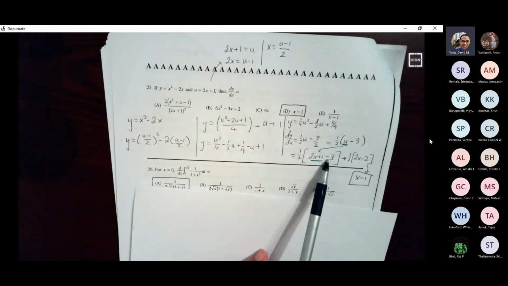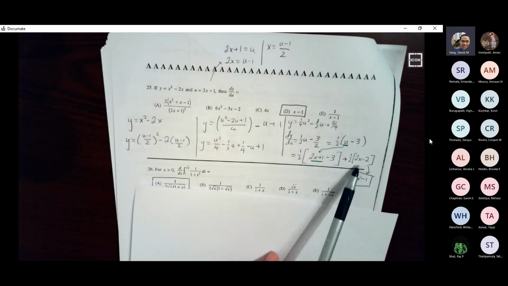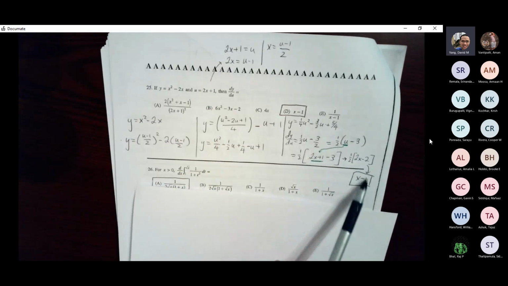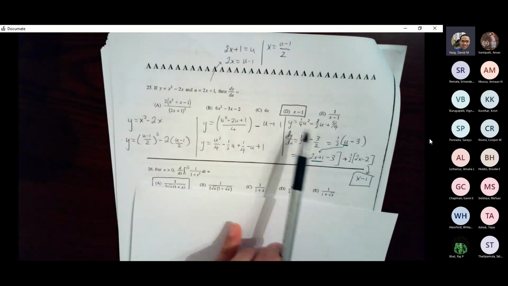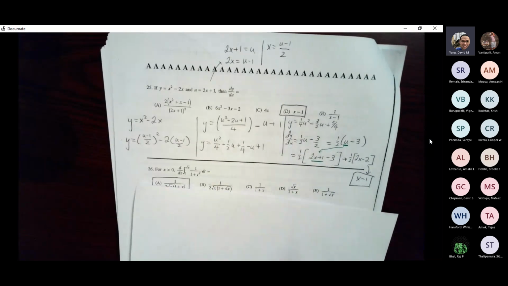Combine like terms. 1 minus 3 is negative 2. Distribute the 1/2 through. 1/2 times 2x is 1x. 1/2 times negative 2 is negative 1. So I'm left with x minus 1. Answer choice D.